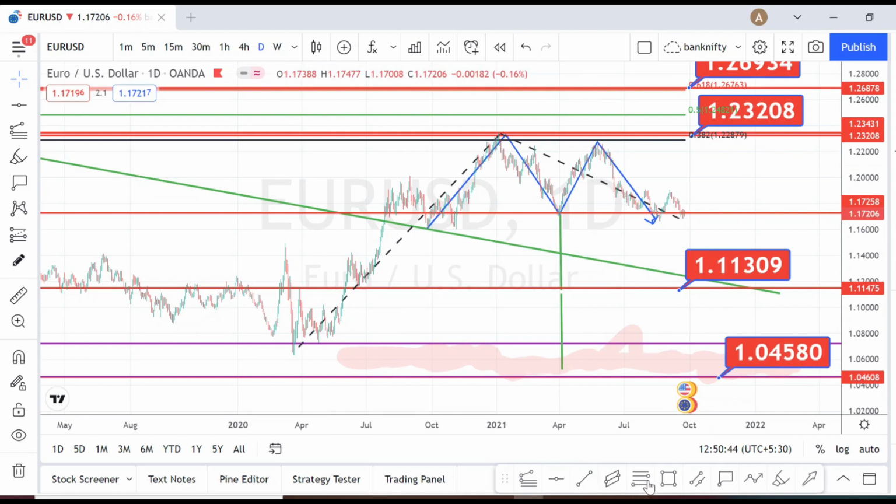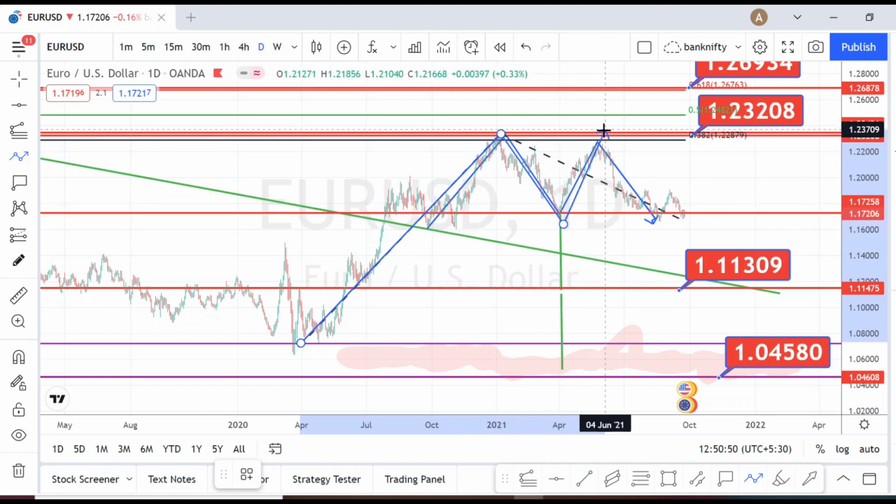So here we can clearly notice that a nice double top has formed. It rebounded once, again it rebounded, and I am expecting the downtrend to continue up to here, then a rebound to happen.